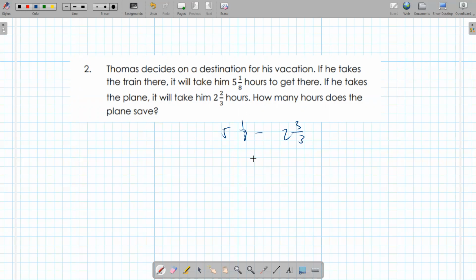So again, we can turn them into improper fractions. 41 over 8 minus 3 times 2, 6 plus 3, 9 over 3, right? Oh, that was 2 2 over 3, not 2 3 over 3. 2 2 over 3, 3 times 2 plus 2, that's 8 over 3. So what's the common denominator between 8 and 3?